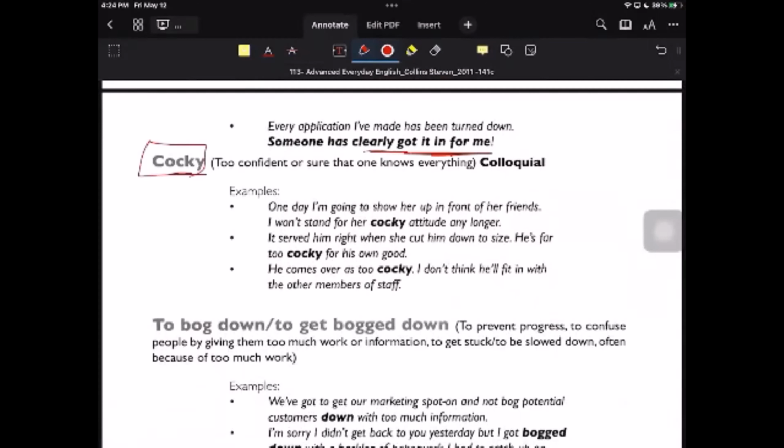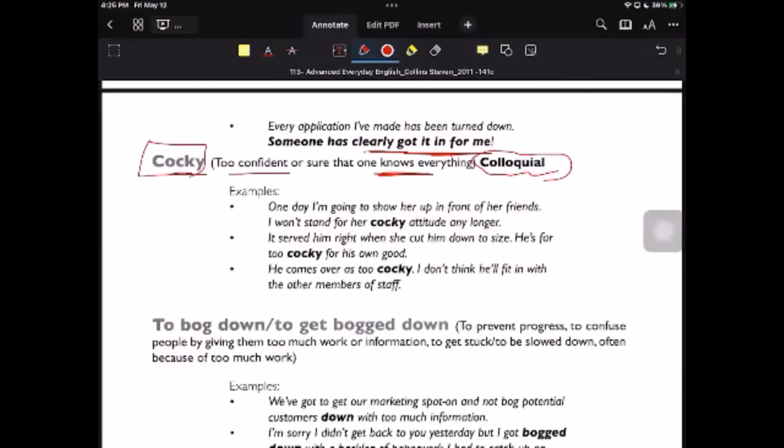Cocky. Cocky here means confident, too confident, or sure that one knows everything. It's a colloquial word. And some of these words, guys, you're going to find in the Diary of a Wimpy Kid series, which is like the reading course. Okay, so you've got to check it out as well.